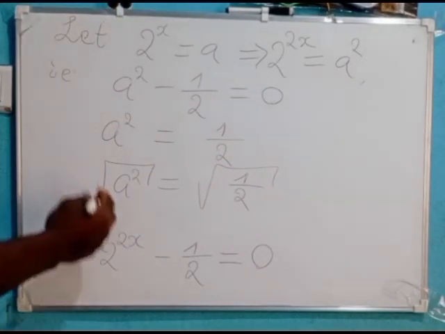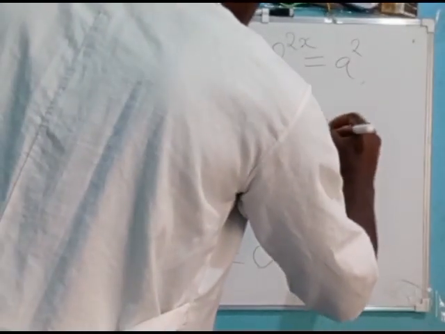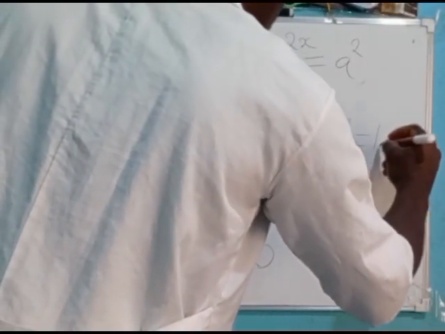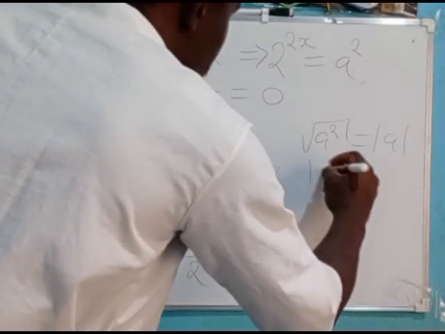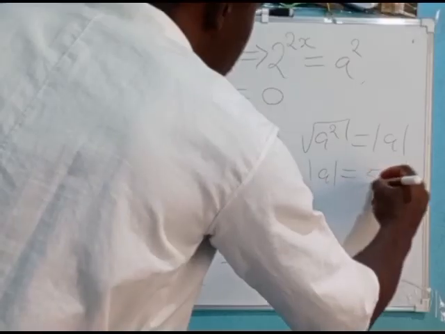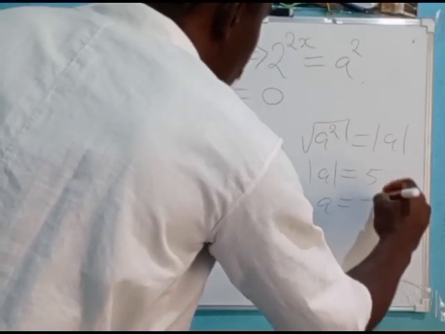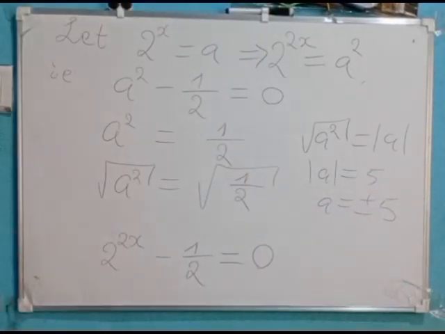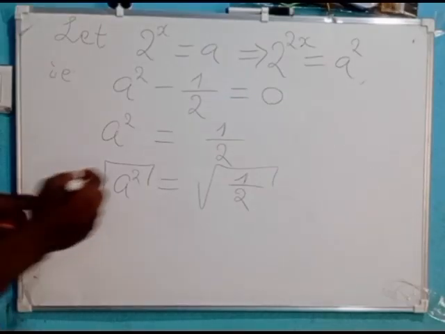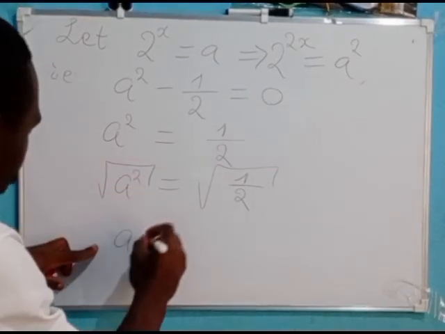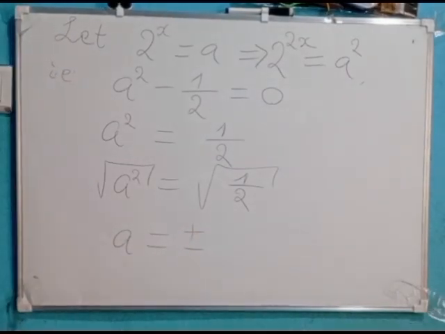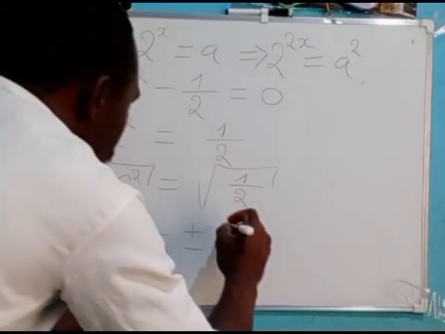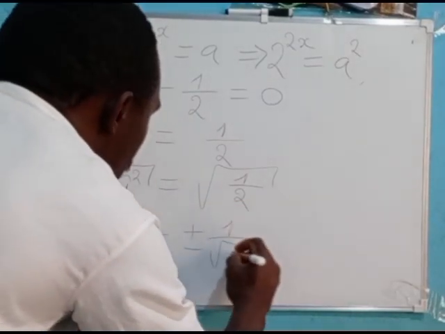Then you take note of this. The square root of e squared is simply equal to the magnitude of e. And if the magnitude of e is equal to 5, then e will be equal to positive or negative 5. Take note of this. This will give us a to be equal to plus or minus the square root of a half. You can express it as the square root of 1 over the square root of 2, which will give us 1 over root 2.